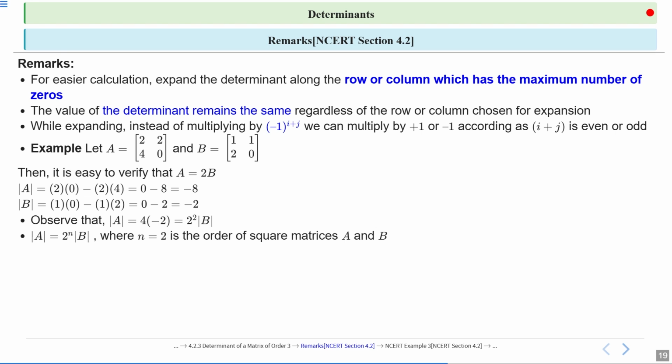So if a matrix A can be written as 2B, then determinant of matrix A is equal to 2 to the power n into determinant of B, where n, which is 2 here, is the order of the square matrices A and B. Okay, so if there is a relation that A is equal to 2B, then if we know determinant of B, we can calculate determinant of A by this formula, that determinant of A is equal to 2 to the power n into determinant of B, where n is the order of square matrices A and B. Clear?